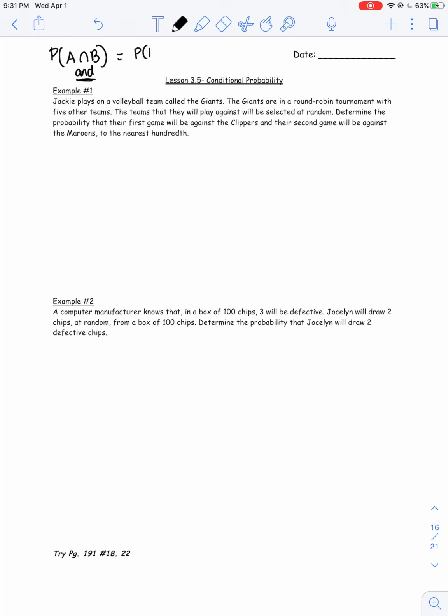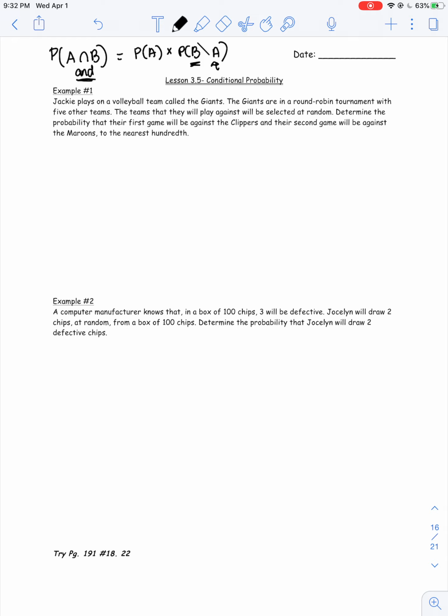So what it's saying is you're taking the probability of A and multiplying it with the probability of B if A already happened. Okay, so you're saying that this event B is being affected by what happened right here, which is A. Okay, so that is conditional probability.